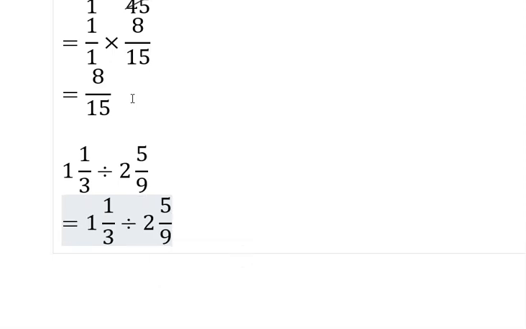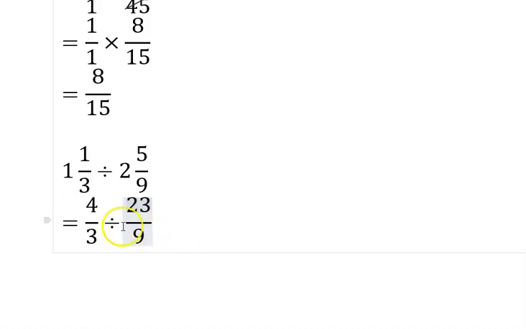So now let's convert these mixed fractions to improper fractions first. So we say 3 times 1 will give us 3, plus 1 will give us 4. So we have 4 over 3 here. Now let's look at this. 9 times 2 will give us 18. 18 plus 5 will give us what? 23. That means we have 23 over 9.